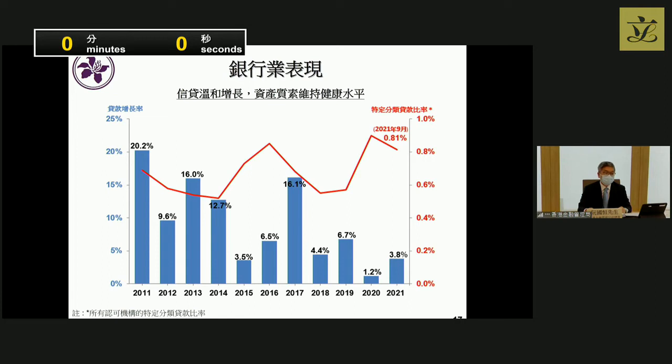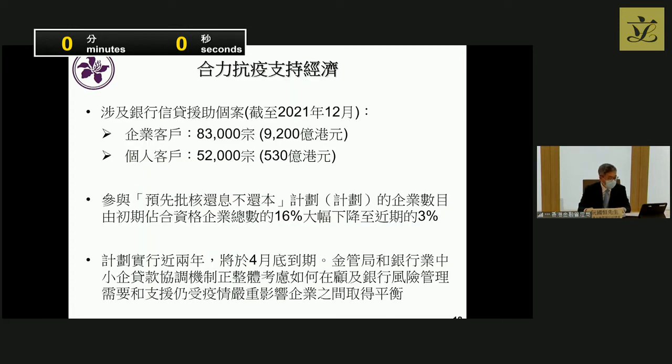However, we do have a robust banking sector in Hong Kong with high liquidity. So even if there is an increase in this ratio, we are still resilient. And we are now at the ratio of 0.81%. And even if it edges up slightly, comparing to the banking sector's classified loan ratios around the world, I would say that the asset quality of the banking sector remains good.